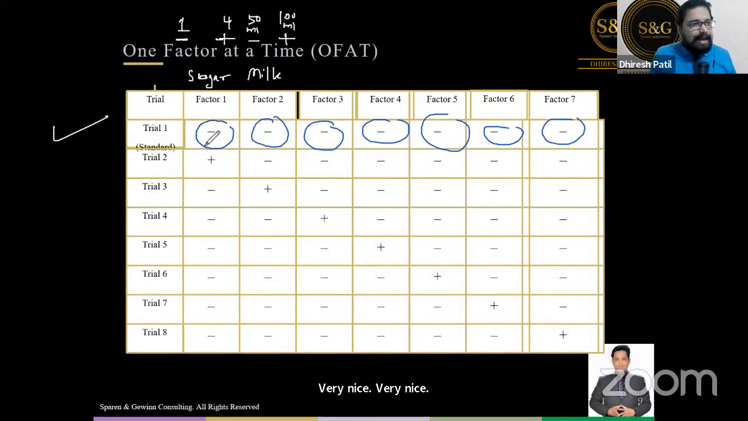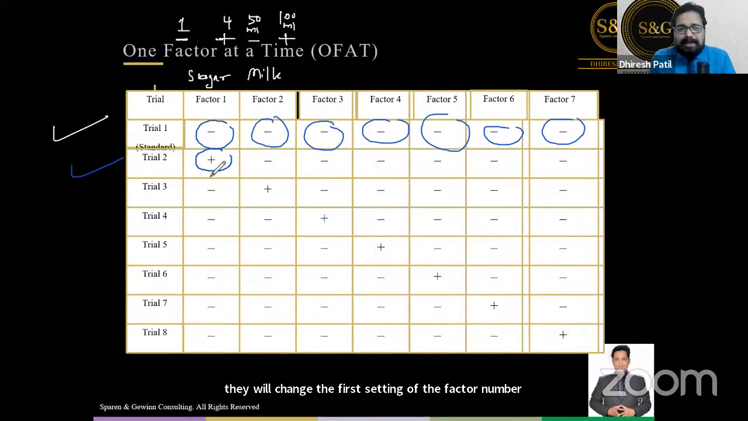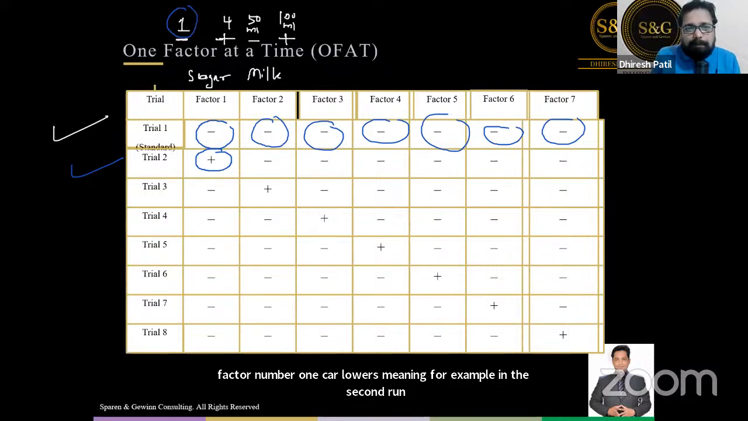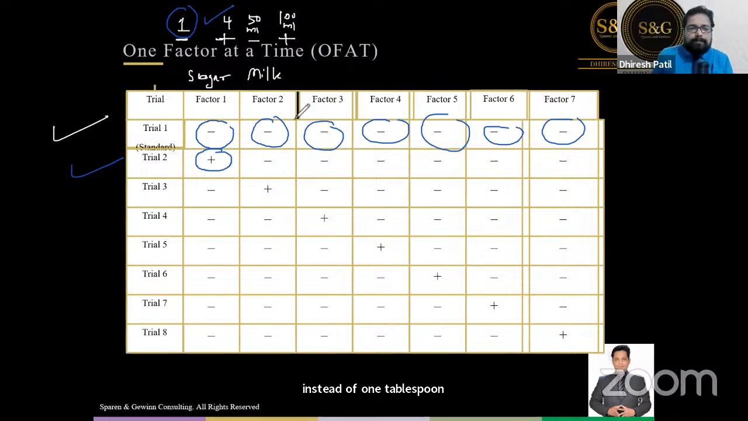Now, the one factor at a time. In that, what we do here: in the second trial, they will change the first setting of factor number 1 only. Meaning, for example, in the second run, instead of 1 tablespoon, they will put 4 tablespoons of sugar. Remaining all will be as it is. And then they will test. So what we are capturing here is taste.